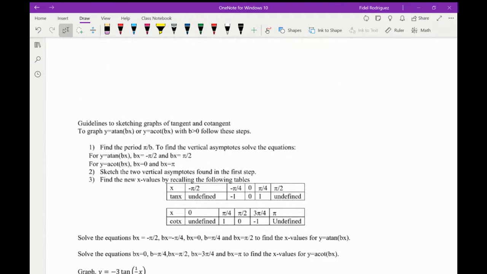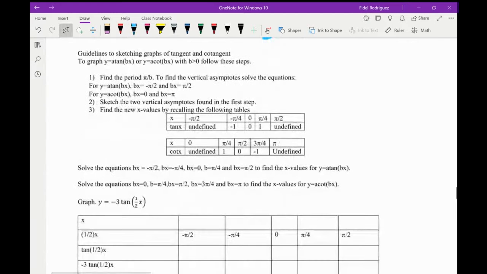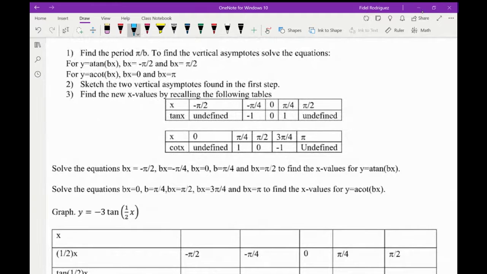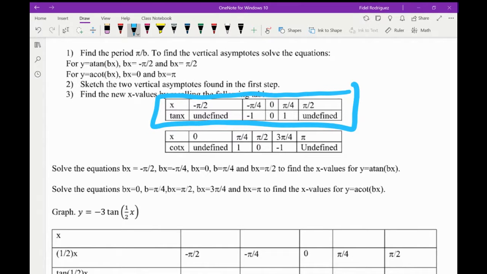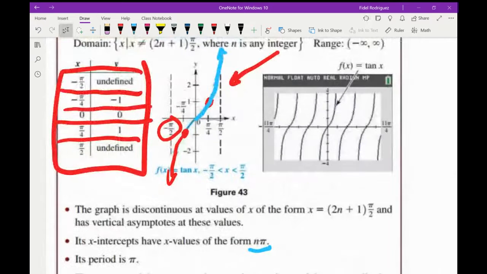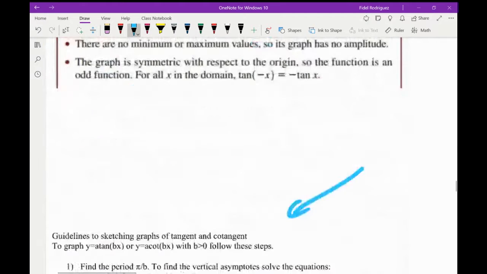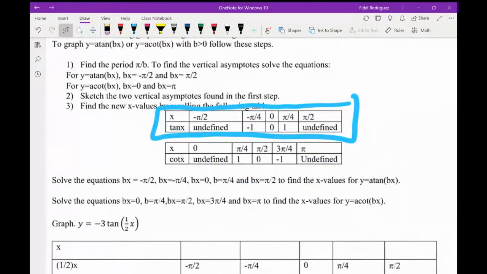So what I have here is basically guidelines on how to graph tangent and cotangent. I have the basic table of values that we're going to use for tangent. All I did was copy this piece right here and put it in table form like we've been doing so far. So when x is negative pi over 2, tangent is undefined. At negative pi over 4, it's -1. At 0, it's 0. At pi over 4, it's 1. Pi over 2 is undefined. And this is for graphing y equals a tangent of dx. So we're going to solve the equation dx equals each of these values, like we've been doing so far.